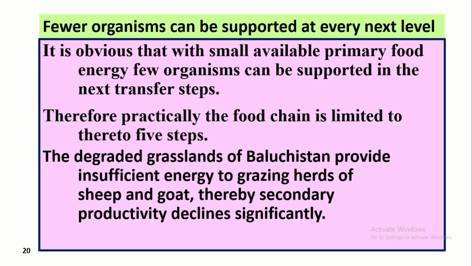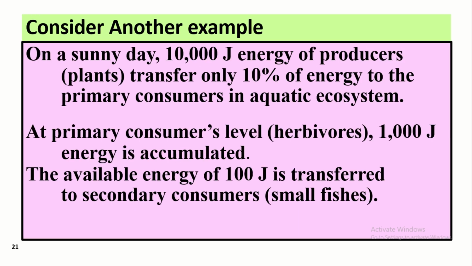The degraded grasslands of Balochistan provide insufficient energy to grazing herds of sheep and goat, thereby secondary productivity declines significantly, because the grazing goats and sheep are weak, with low capability of reproduction and low capability of milking. So reduction of energy reduces the health and biomass of the grazing animals.